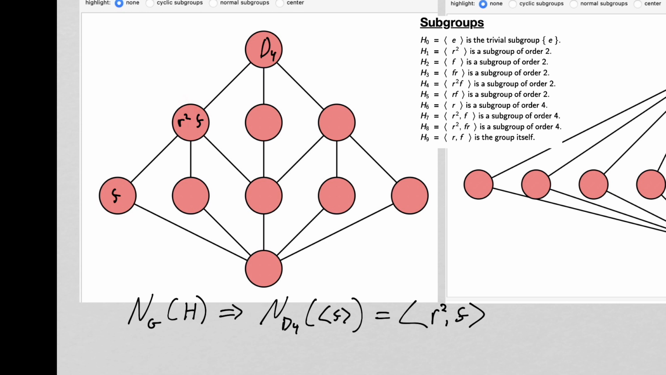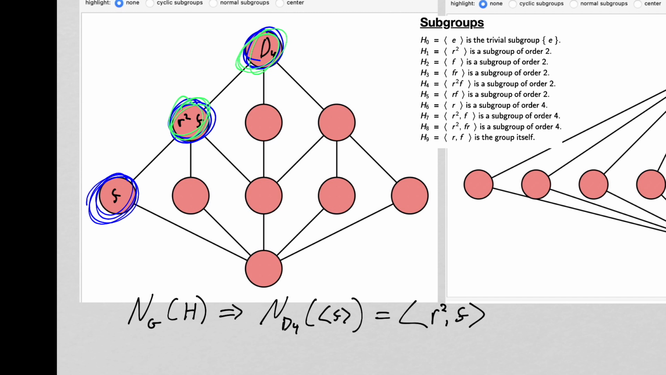Now, it turns out in this case, this is a normal subgroup of D4, and it is the normalizer of a non-normal subgroup. I was doing normal subgroups in green before, but F is not normal. It turns out its normalizer happens to be normal in D4, but that's not a requirement. That's true in this case, but not always. The normalizer is always a subgroup, so it's always going to appear in the lattice, but it may not actually be normal.